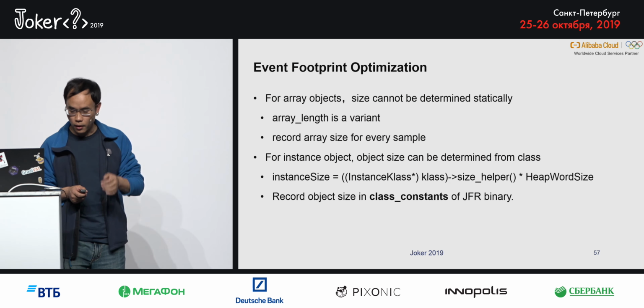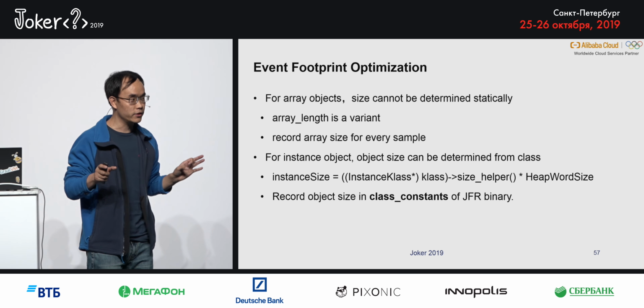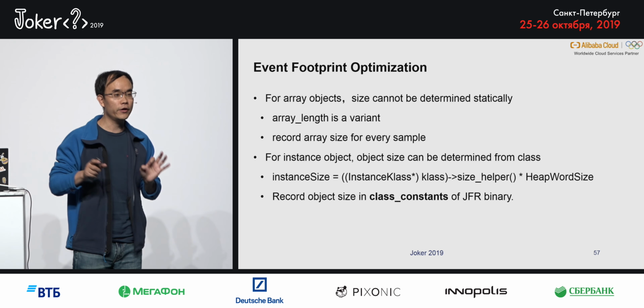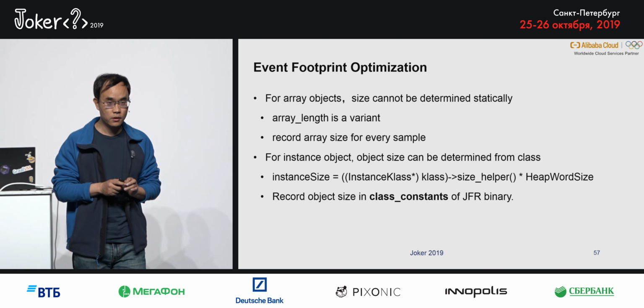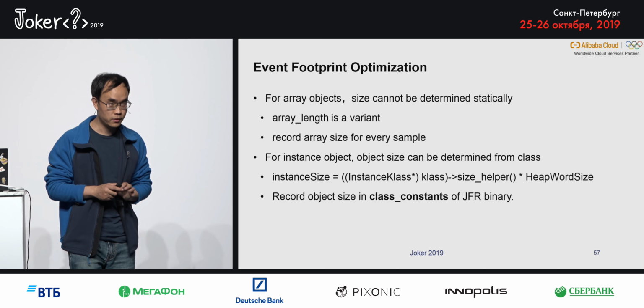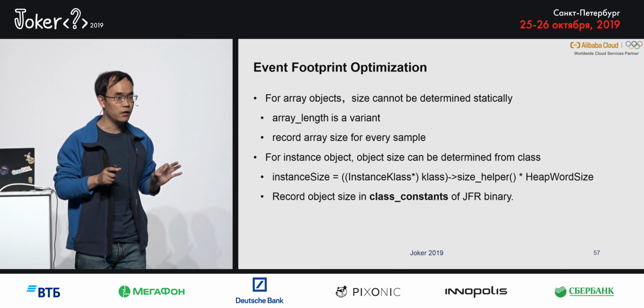So let's talk about why we have 2 events for array and for instance. The consideration is about footprint. We want to save footprint for events. Our optimization is based on the 2 facts.